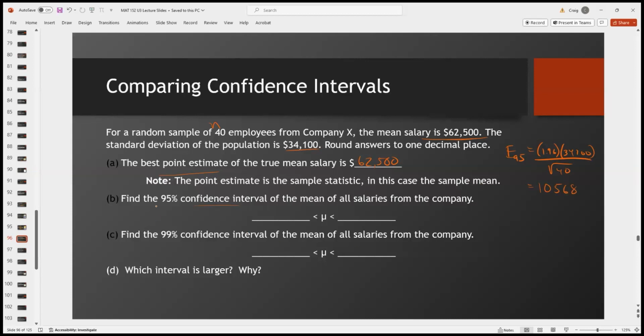And so for a 95% confidence interval, 62,500 minus 10,568, 51,932. For the upper value, we just add them. 10,568, 73,068. So now let's find the 99% confidence interval.